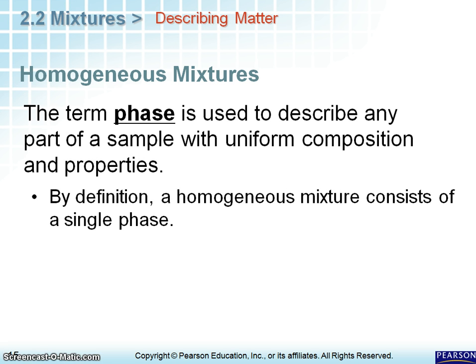Okay, so when we talk about homogeneous mixtures, the term phase is used to describe any part of a sample with uniform composition and properties. By definition, a homogeneous mixture consists of a single phase, meaning that's uniformity throughout, and where that salad bar or chicken noodle soup mixture is not. So that wouldn't be a single phase, there would be several phases depending on what it is.